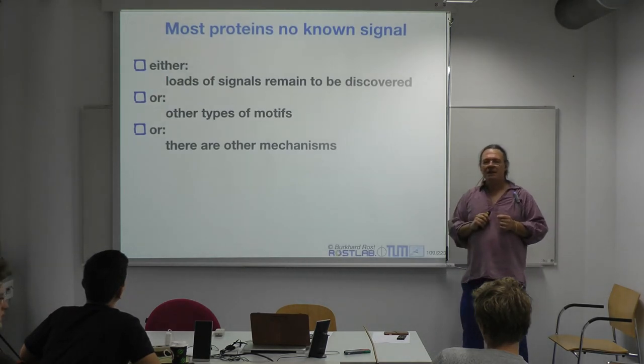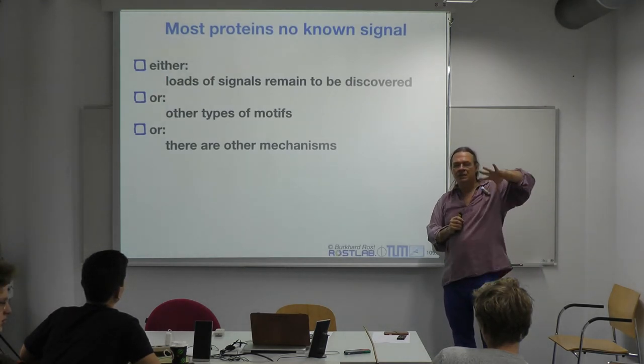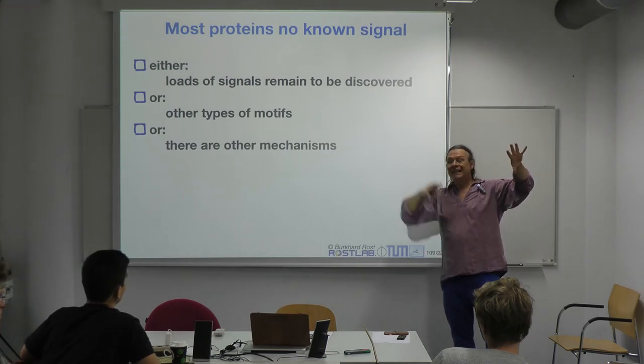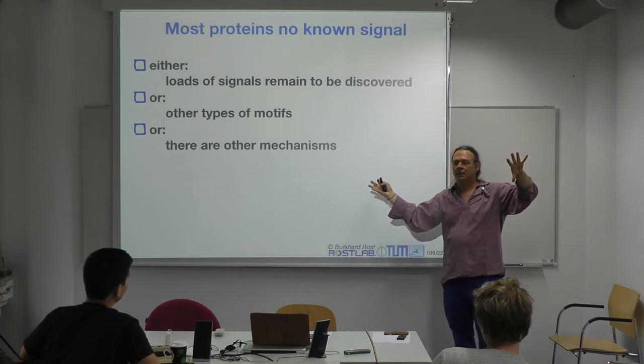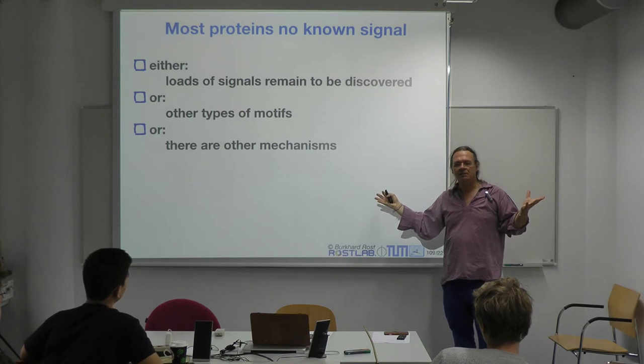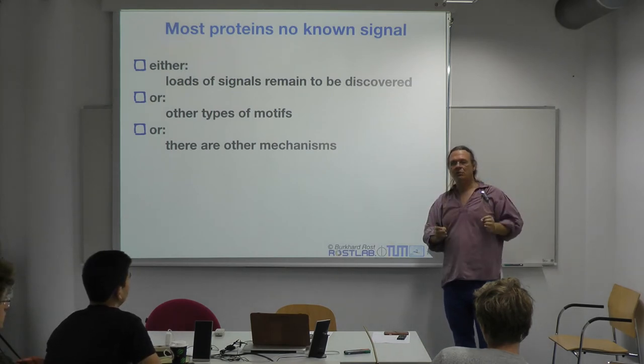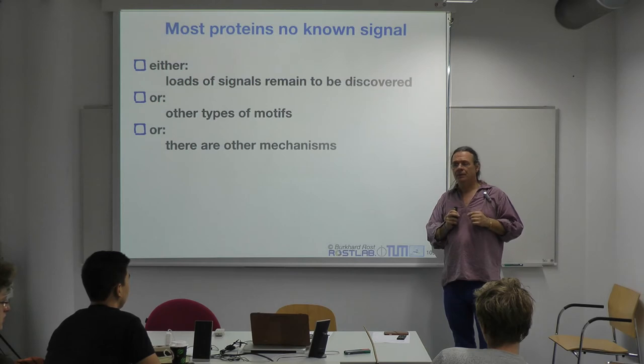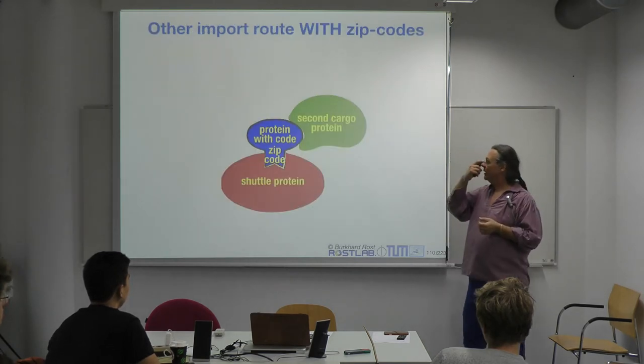Or there could be other mechanisms. So the zip code idea could be true, yet there is some other mechanism. Could you think about another mechanism that uses zip codes, but still most proteins or many proteins of known localization would not have a zip code at all? And somehow still zip codes are relevant? Yeah, it's a complicated story.